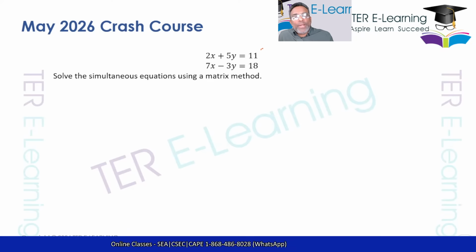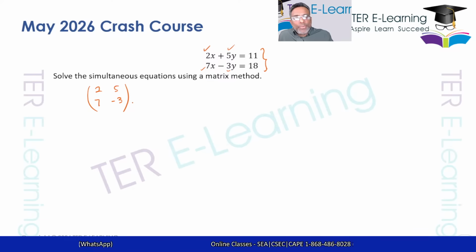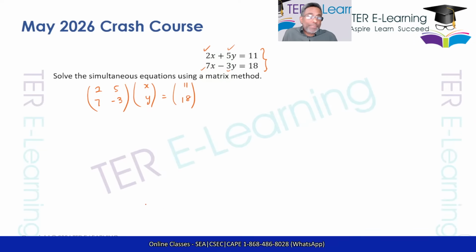So first of all, when you have your simultaneous equations, you need to write them in a matrix format. To do that, we look at the coefficients of your x's and your y's. In this case, you have 2, 5, 7, and minus 3. So we're going to extract a 2 by 2 matrix from the coefficients of the simultaneous equations. What goes in the next bracket is x, y, and that is equal to 11 and 80. So that's step 1.